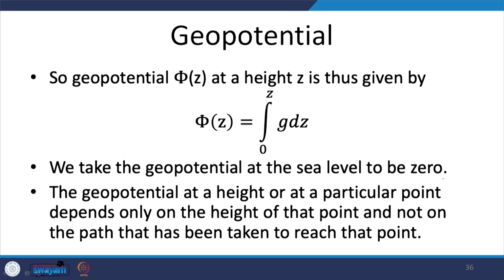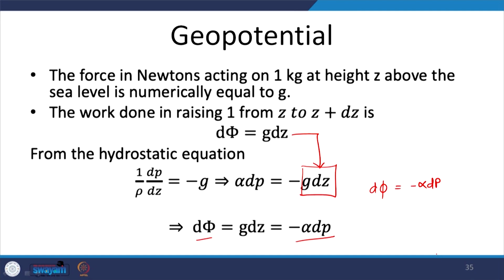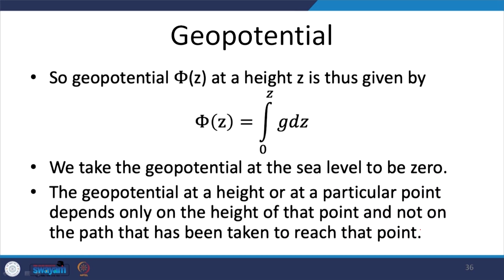So, geopotential phi of z at a height z is thus given by, so what we have done is we just integrated this equation. So, d phi is equal to minus alpha dP, so phi is the integral of minus alpha dP. This is just an integration. So, the geopotential phi of z at any height z can be given as phi of z equals the integral from 0 to z of g dz. So, we take the geopotential at the sea level to be 0.